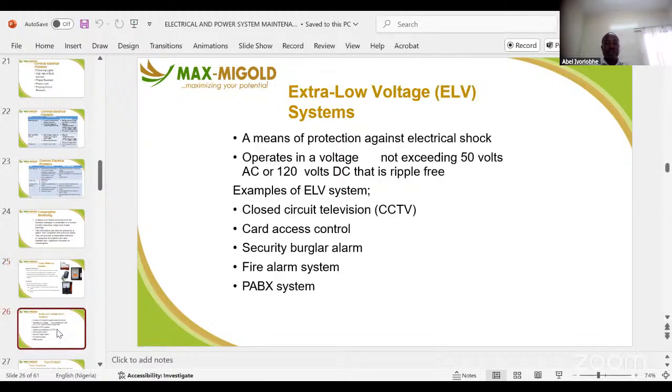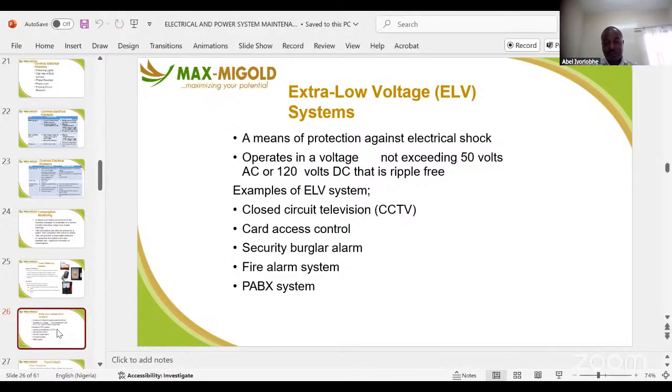All right. We have extra low voltage in the building. Why do we need extra low voltage in the building? We need extra low voltage because there is equipment that our normal voltage cannot operate, like your card readers, access controls, burglar alarm, fire alarm, and PABX. So what you need is extra low voltage. You get that from your battery that I made mention of. So that's why you have both AC and DC in your building. The DC operates extra low voltage in the facility.